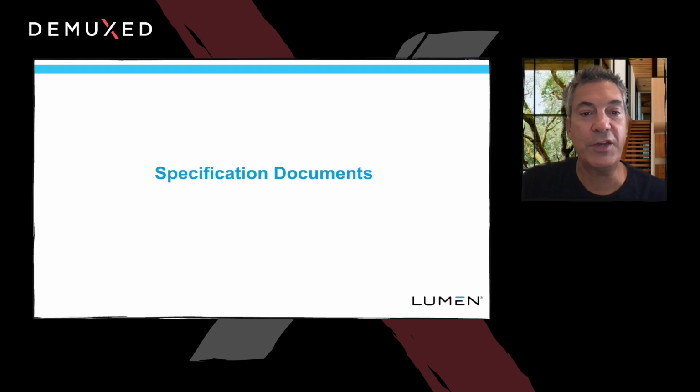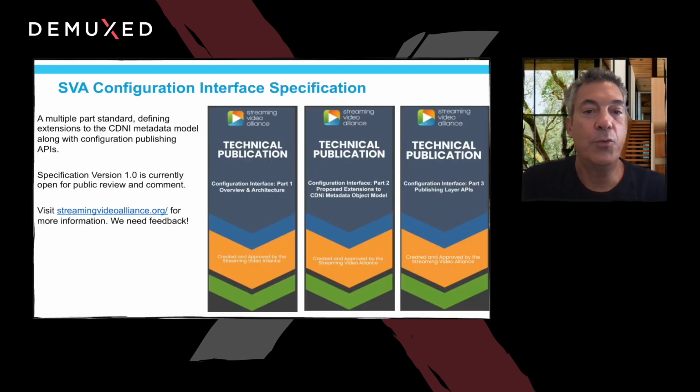So some specification documents to talk about. Within the SVA, we've put out a 3-part specification that covers all of this. Part 1 is really just an overview. Part 2 is very specific around the extensions to the metadata model, really things that we want added to RFC 8006 in the CDNI spec. And Part 3 is publishing APIs, starting with a very simple API, which extends what CDNI had originally proposed, just basically put and get of configuration JSON blobs.